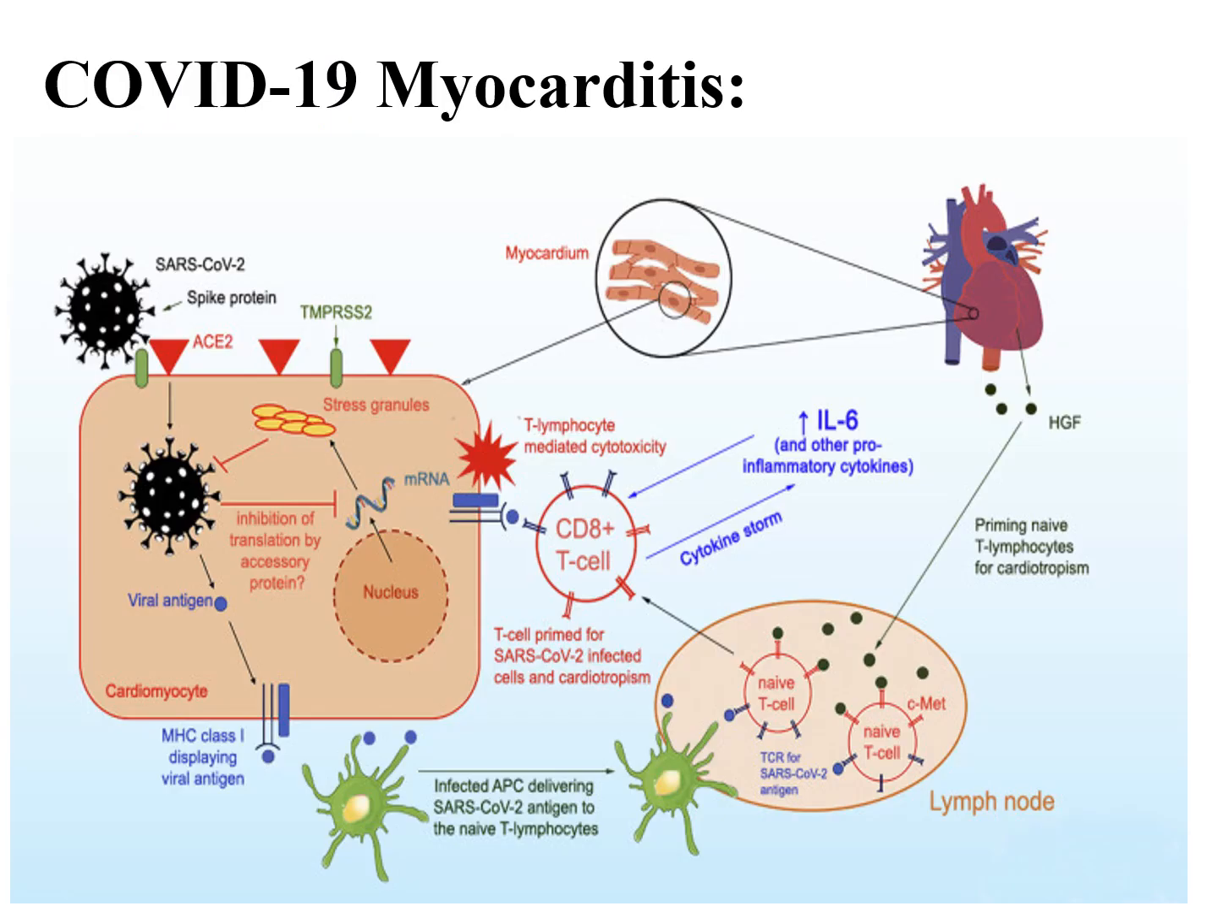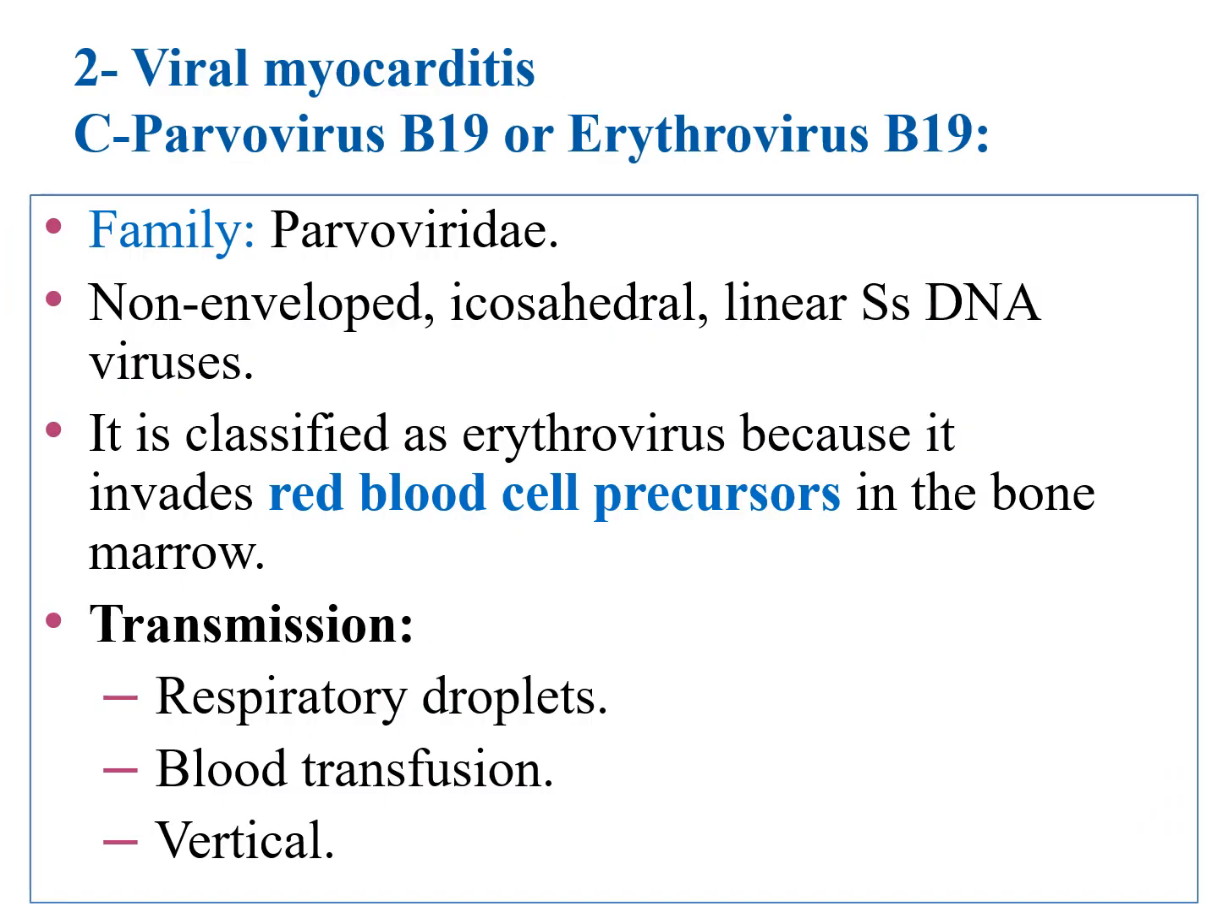This is the life cycle of the SARS-CoV-2 virus inside the myocardium and the inflammatory response against the virus. Among the viruses that can cause myocarditis, we have also the virus called parvovirus B19, or sometimes called erythrovirus B19. This virus belongs to the family Parvoviridae, which means also small or tiny viruses.